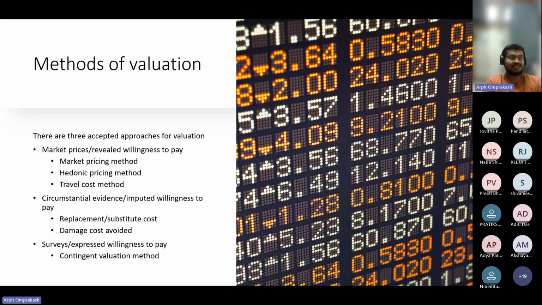If I feel like seeing a tiger is not worth 10,000 rupees, I won't pay that much to go there. The second approach is circumstantial evidence or imputed willingness to pay, where basically we have two things. One is replacement or substitute cost, and the second is damage cost avoided.